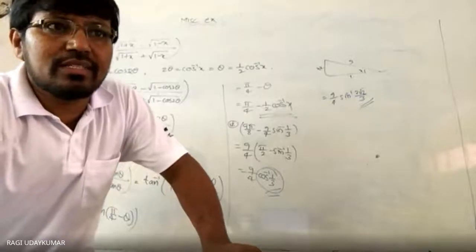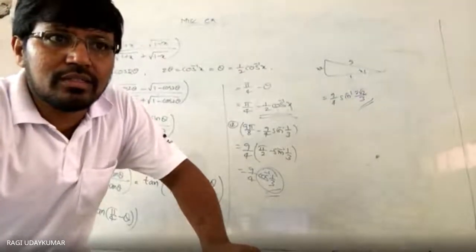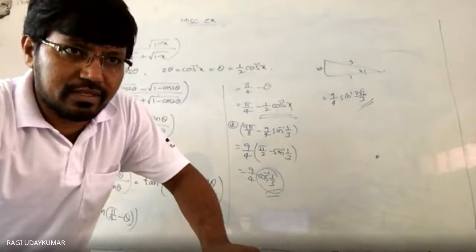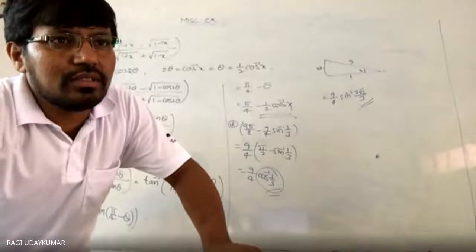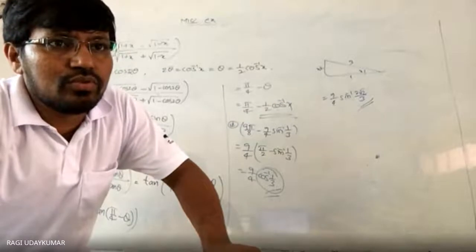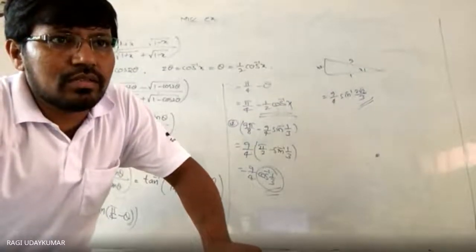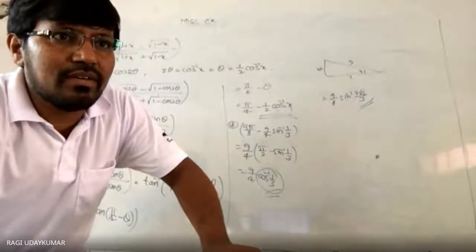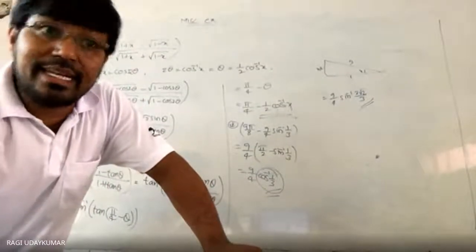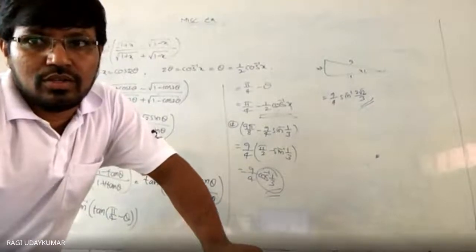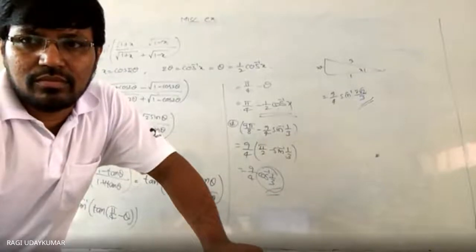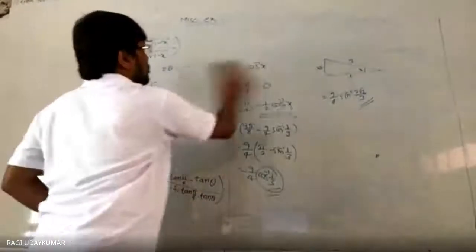The next question, the 13th question, you can do it. 2 tan inverse cos x is equal to tan inverse 2 cosec x. Here you have to apply the 2 tan inverse x formula, 2 tan inverse x in terms of tan. That also you can do it. Okay, fast reading, I will explain to you.